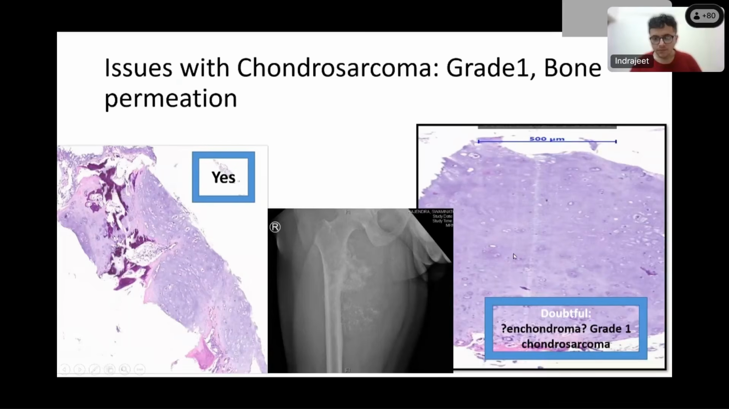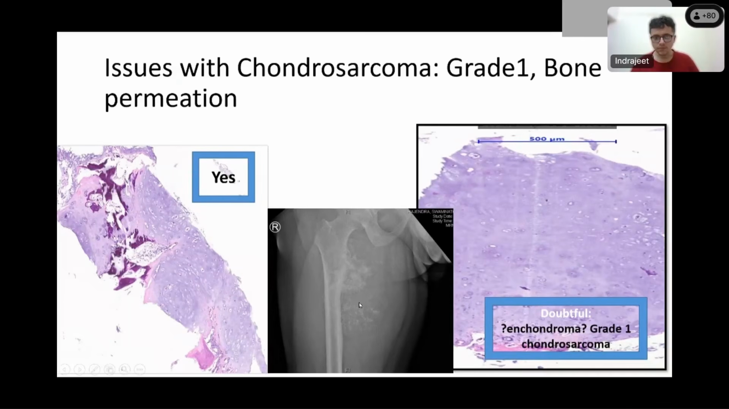First of all, it is extremely well differentiated. The cellularity is just marginally increased. You would wonder, is it really increased or not? There is no atypia. There is no host bone to demonstrate that this is an invasive cartilaginous tumor. And you do not know whether this is an enchondroma or a grade 1 chondrosarcoma, and you are absolutely stuck.